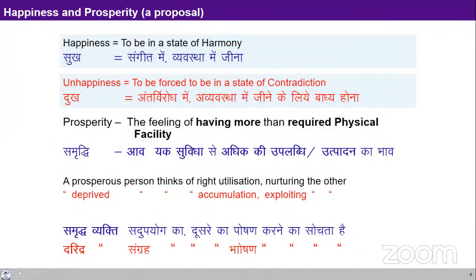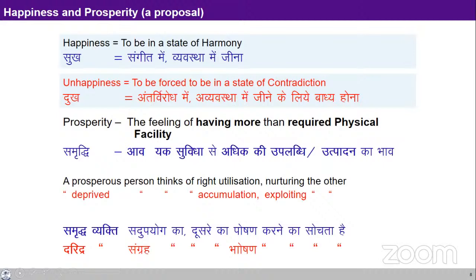Then we discussed the proposals for happiness and prosperity. Students may be having different notions about happiness. What we usually say, the proposal is, happiness is to be in a state of harmony. It's the state of being. I don't want to come out of that state. That state is happiness. But what is excitement? Excitement, maybe we can call it a short-term happiness.